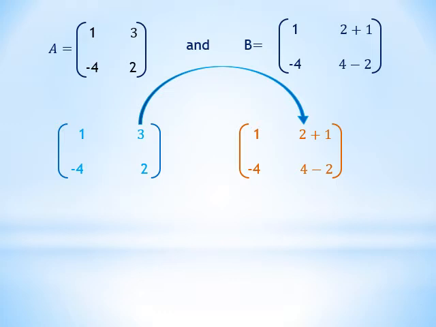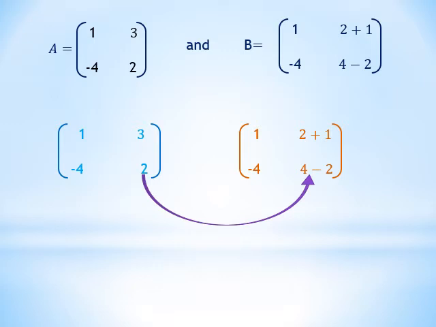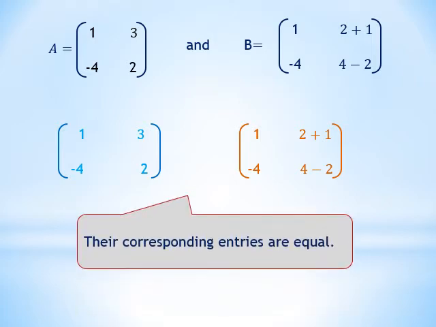Next, this 3 corresponds to 2 plus 1, and definitely after solving 2 plus 1 we get 3. So these two entries are equal to each other. Next, negative 4 corresponds to this negative 4. So both are equal to each other. 2 corresponds to 4 minus 2, as 4 minus 2 is equal to 2. It means that all corresponding entries are equal. Now second condition is also satisfied. Therefore, A is equal to B.